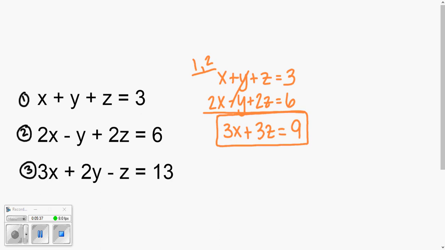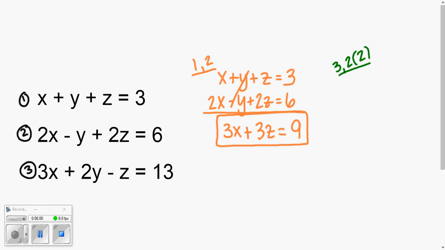Because my first choice was to eliminate y in equations 1 and 2, I must eliminate y using equation 3. And I'm actually going to use equations 2 and 3 because 2 already has a negative coefficient. So I'm going to use equation 3, and then I'm going to take equation 2 and multiply it by 2 so that my y variables cancel.